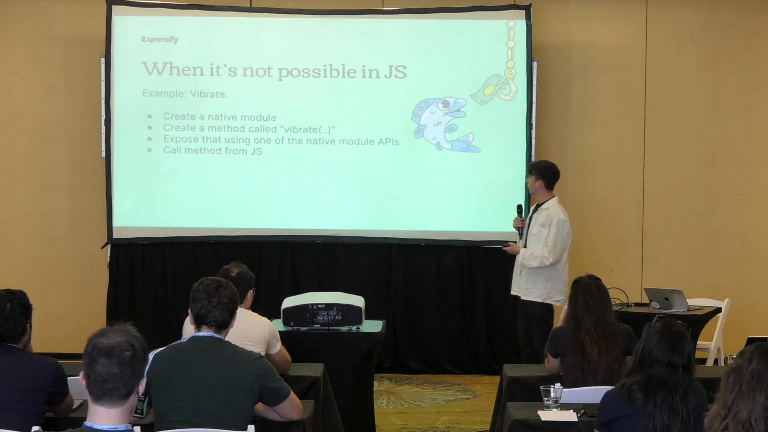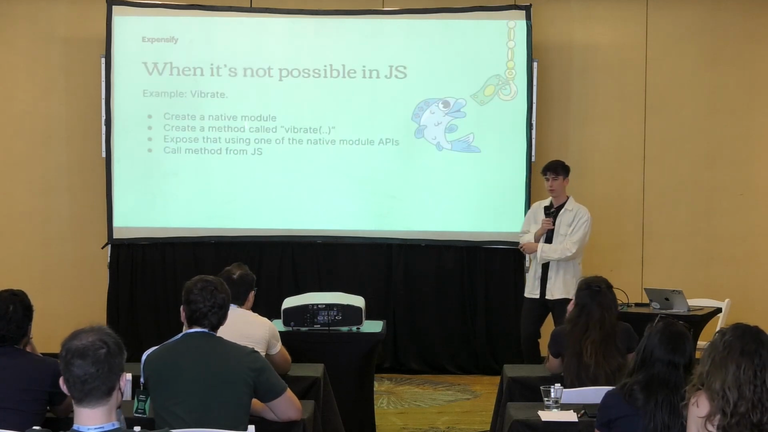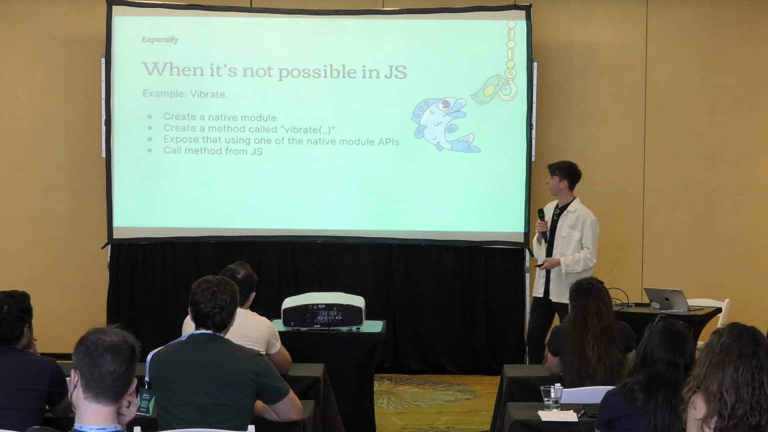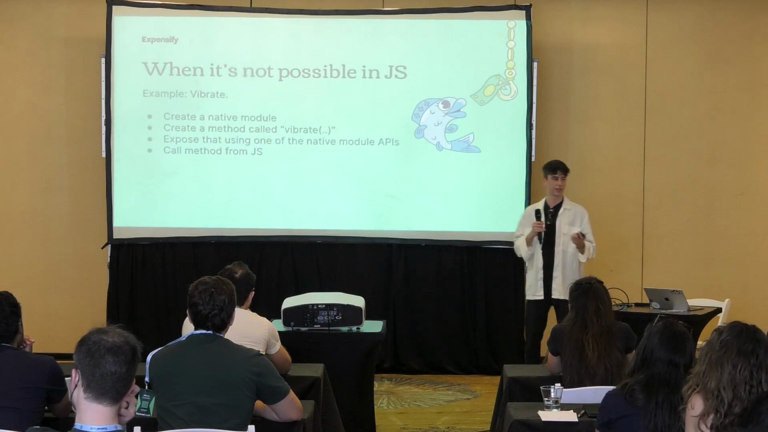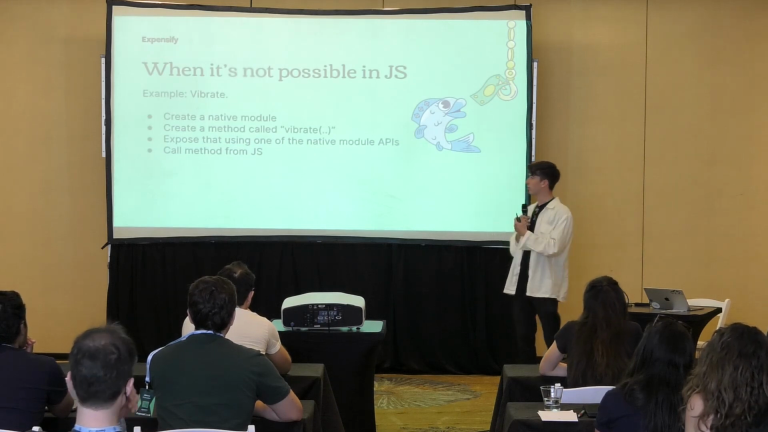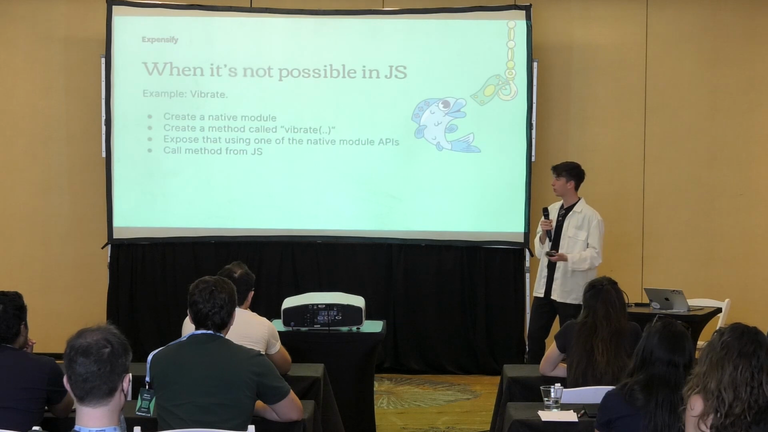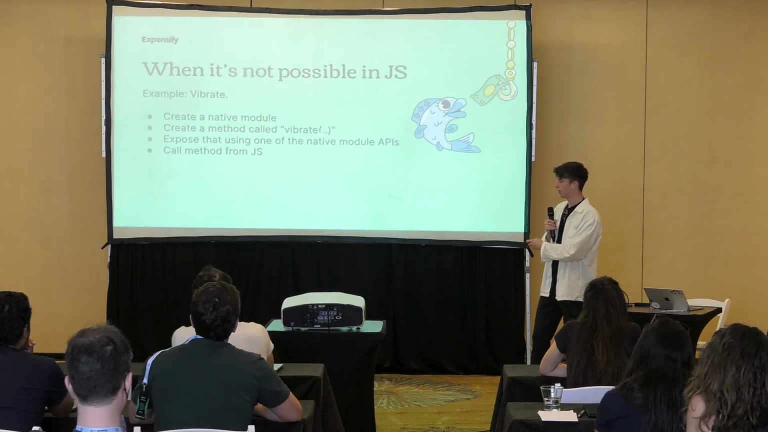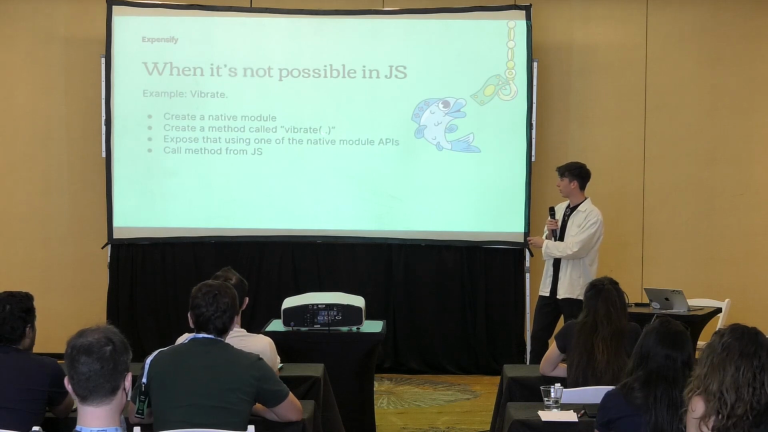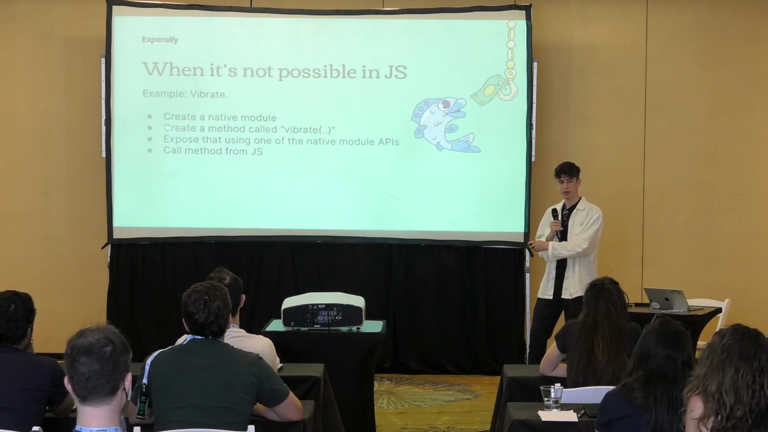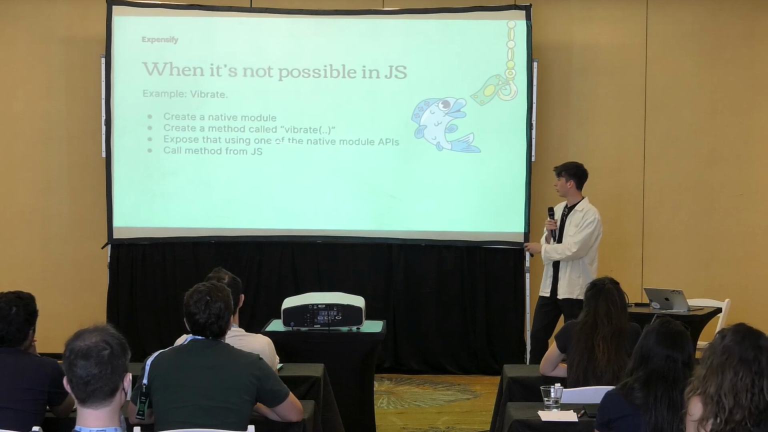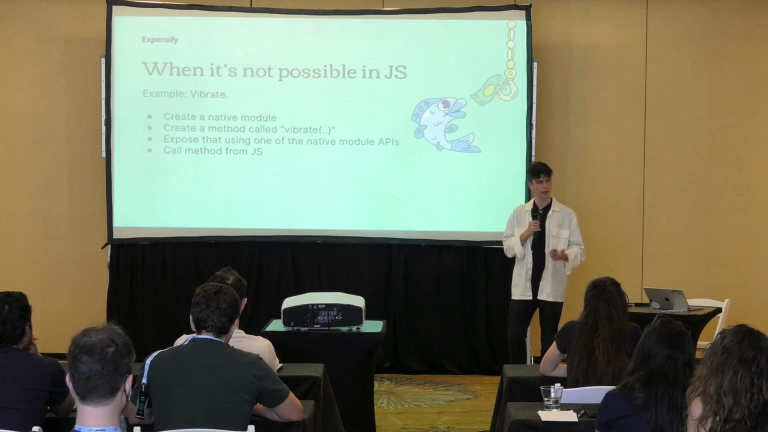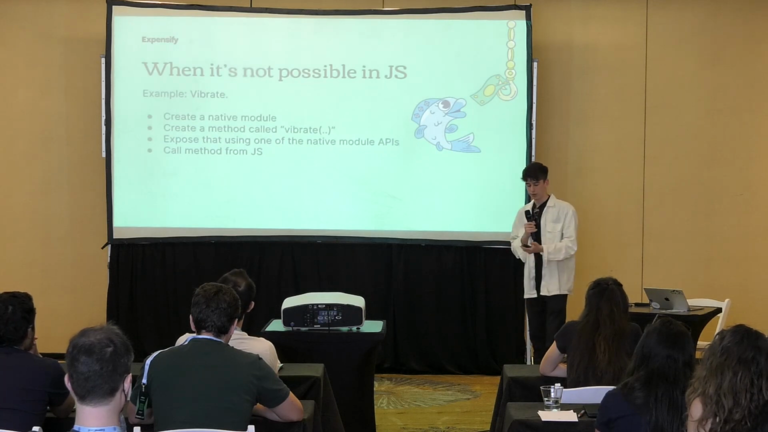Okay, so when it's not possible in JavaScript, for example, we want the phone to vibrate. Let's say there's no API for this right now. We need to implement it on a native API because JavaScript does not have a vibrate function yet. So we create a new native module. We create one method, expose it. It's called vibrate. Maybe it doesn't even take any parameters. It doesn't return anything. And then we expose that using one of the native module APIs that we talked about, and we call it from JavaScript.